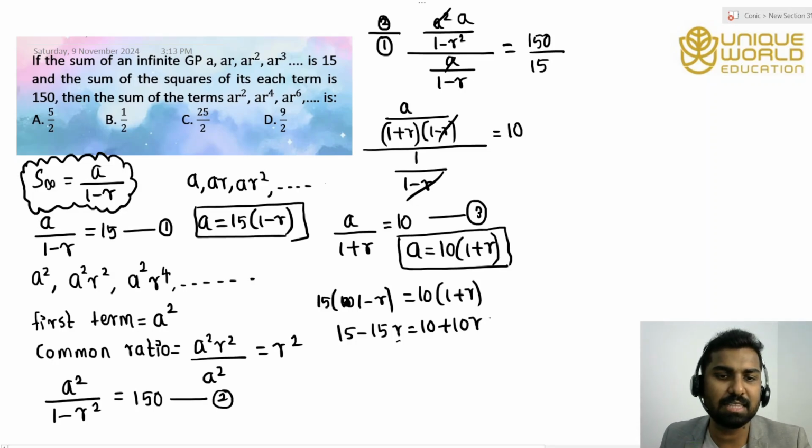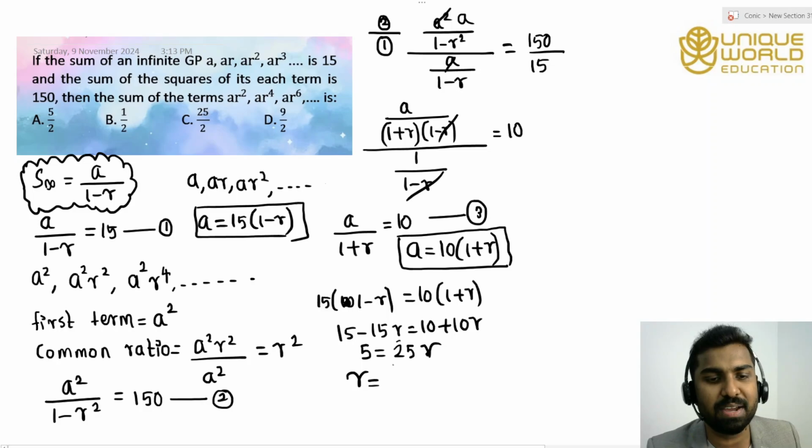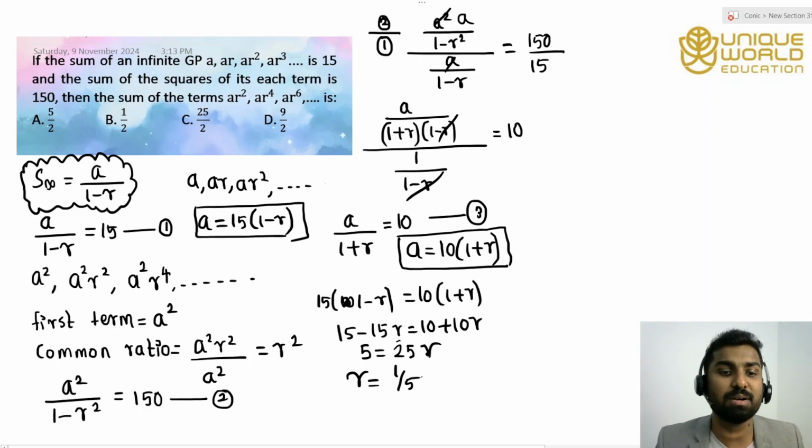From here I will get the value of R. R will be equal to 15 minus 10, that is 5. So 5 will be equal to 10R plus 15R, that is 25R. That means R will be equal to 5 divided by 25, which is 1 by 5. Common ratio I got. Common ratio will be 1 by 5.